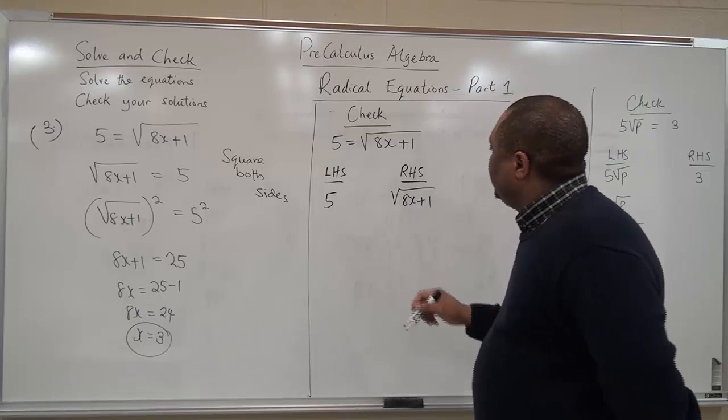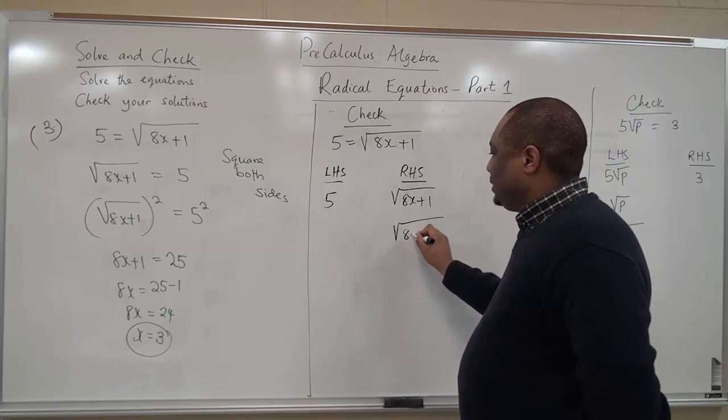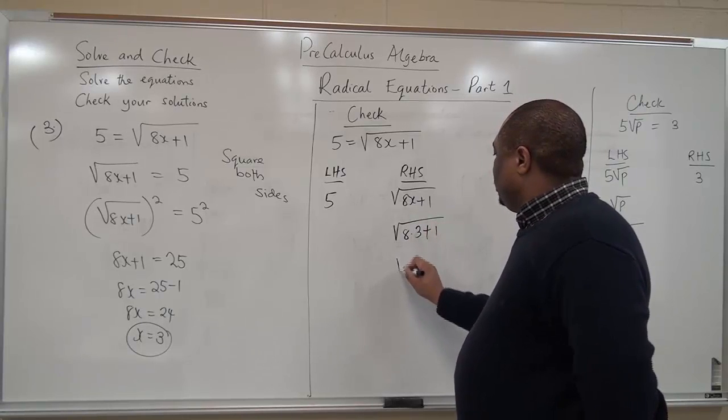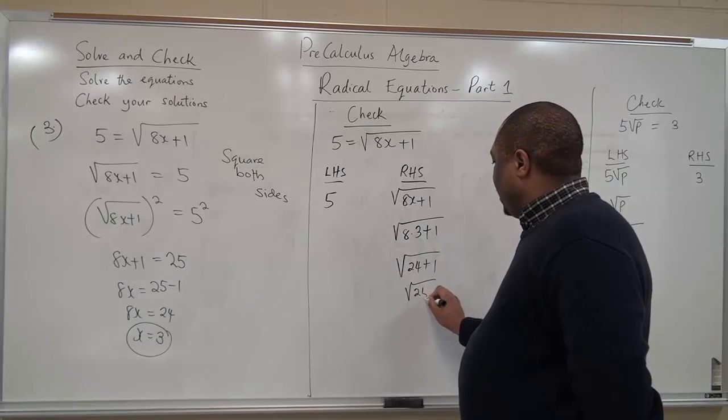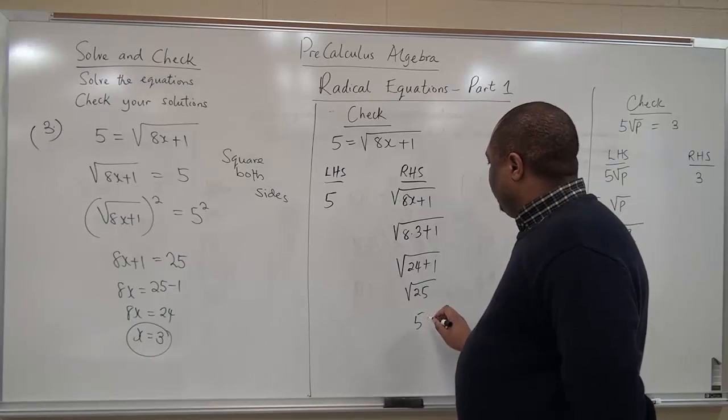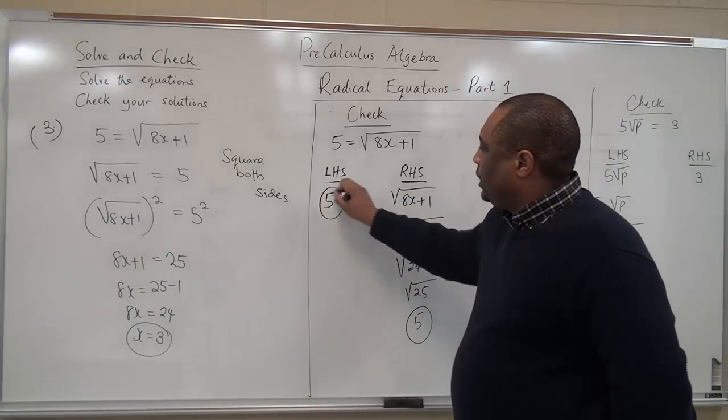Our constant is here, so this is square root of 8 times 3 plus 1. Square root of 24 plus 1. Square root of 25, 5. 5 on your right, 5 on your left.